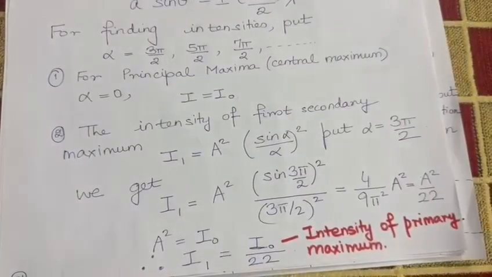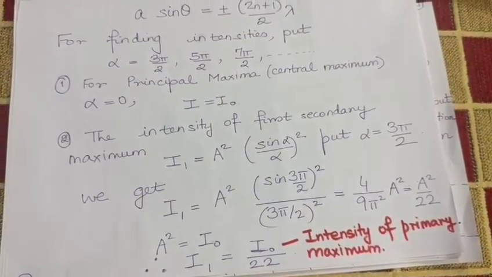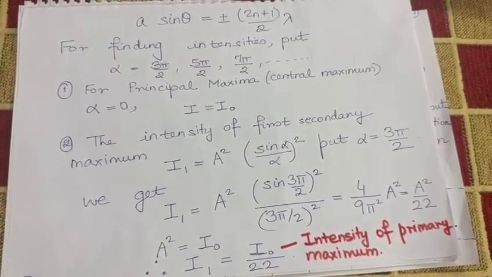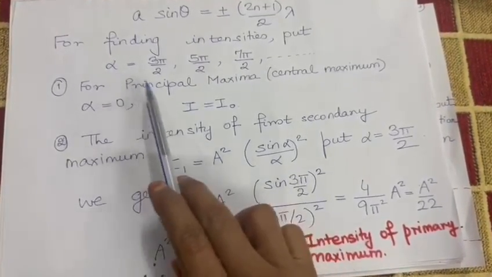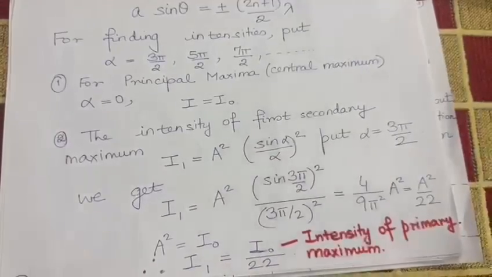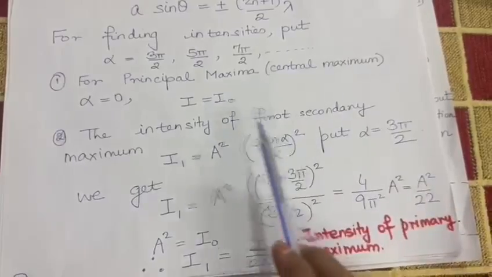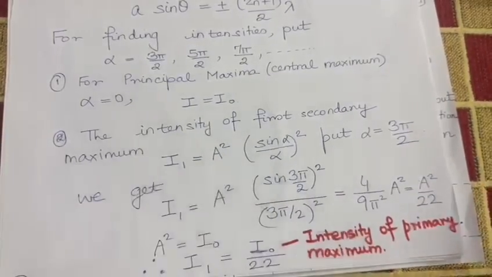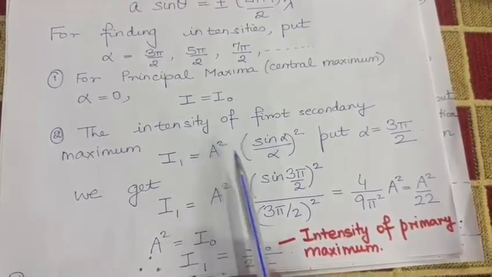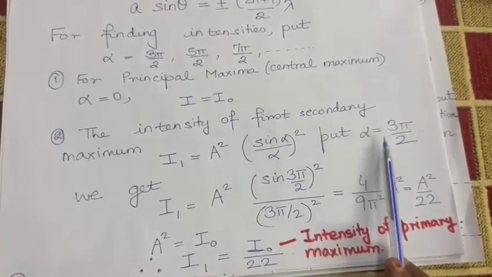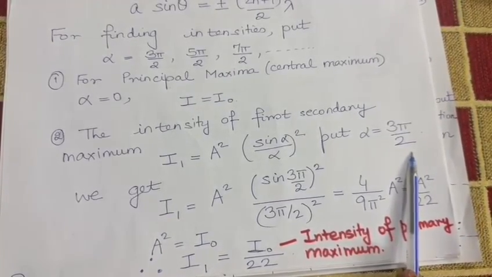Then alpha, a sin theta equal to plus minus (2n plus 1) lambda by 2, and for finding the values of intensities, we will be putting alpha equal to 3 pi by 2, 5 pi by 2, 7 pi by 2, etc. The principal maxima or the central maxima will be given by alpha equal to 0. So the intensity of the first secondary maxima we get by putting alpha equal to 3 pi by 2.